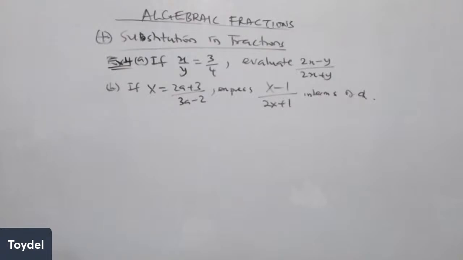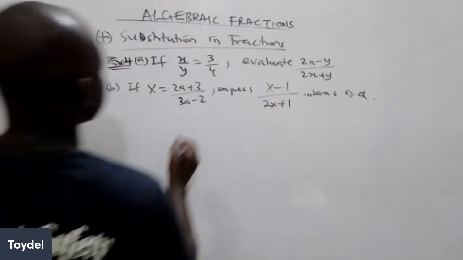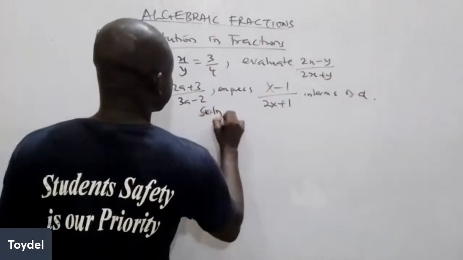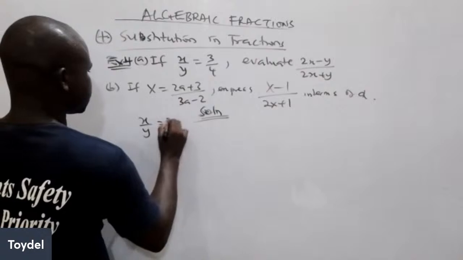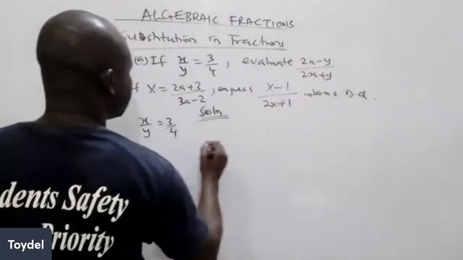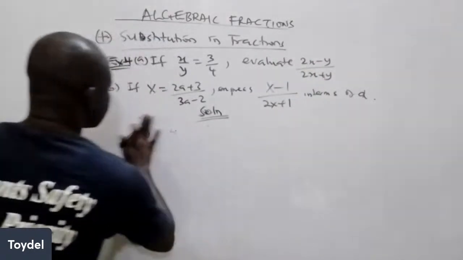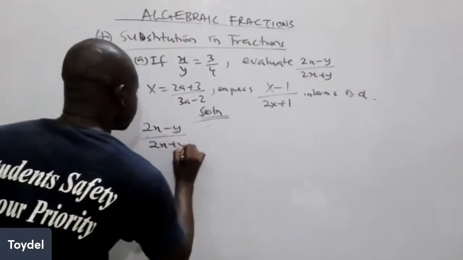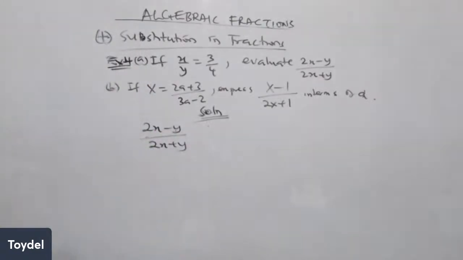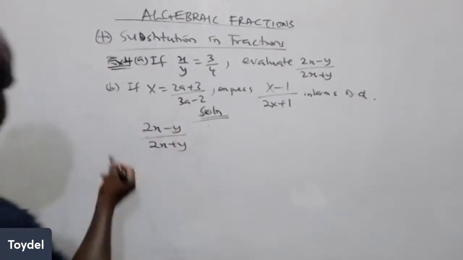So how do we solve this? For us to be able to solve this, let's start with the first one. Solution. The first one, where we have x all over y is equal to 3 all over 4, we want to evaluate 2x minus y all over 2x plus y. For us to do that, we can try to divide through by y.